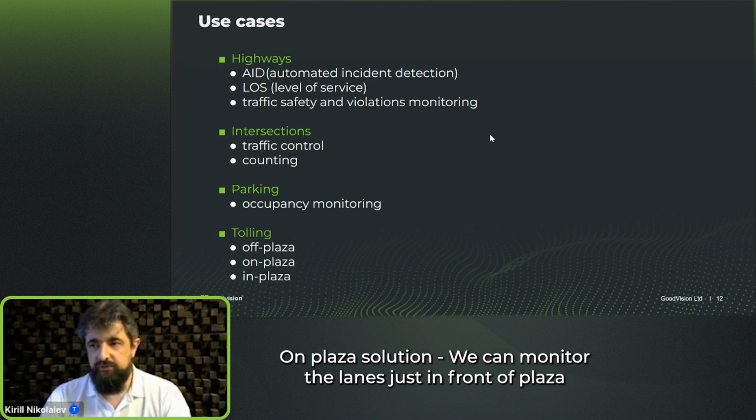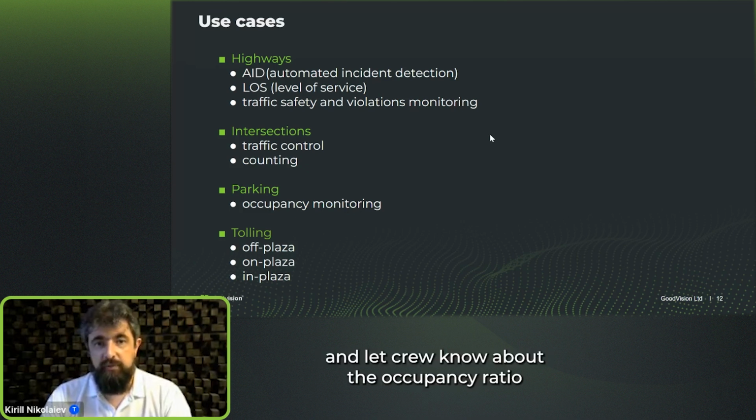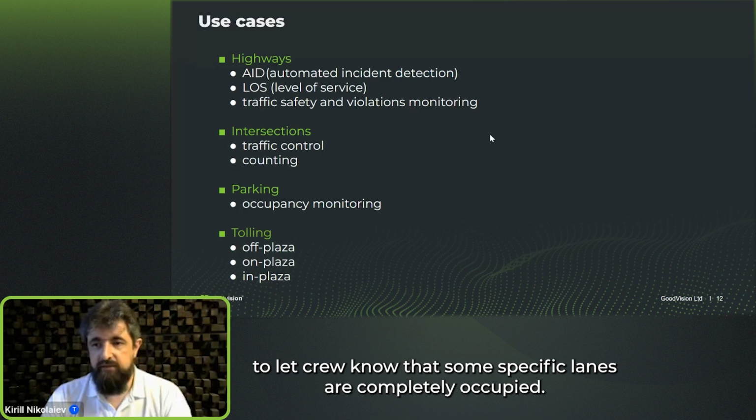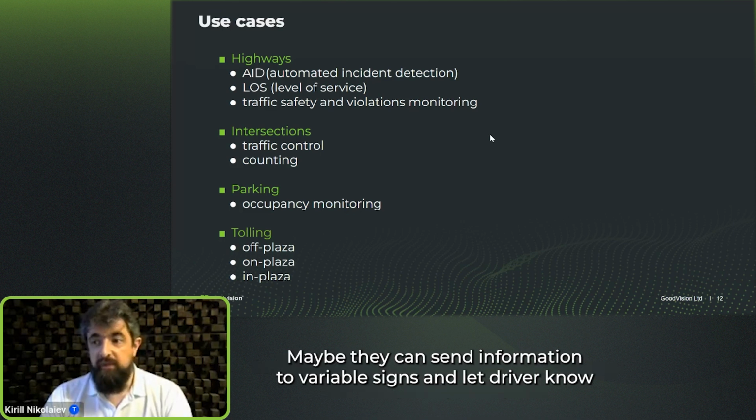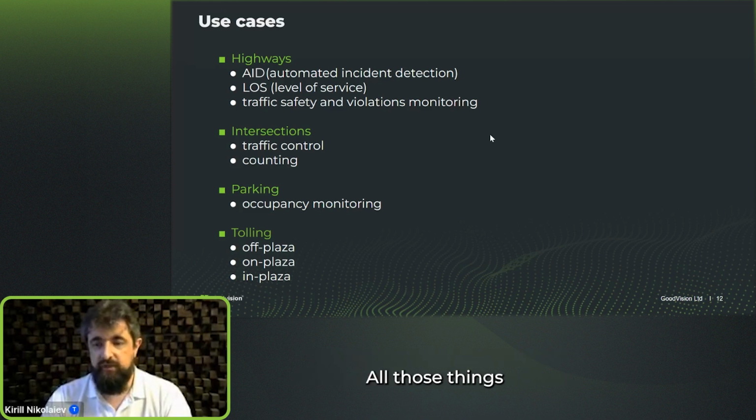On plaza solution, we can monitor the lanes just in front of the plaza for the number of vehicles occupying them, and let the crew know about the occupancy ratio, to let the crew know that some specific lanes are completely occupied. Maybe they can send information to variable signs and let drivers know that gate number 5 is only 40% busy, so please move there, all those things.